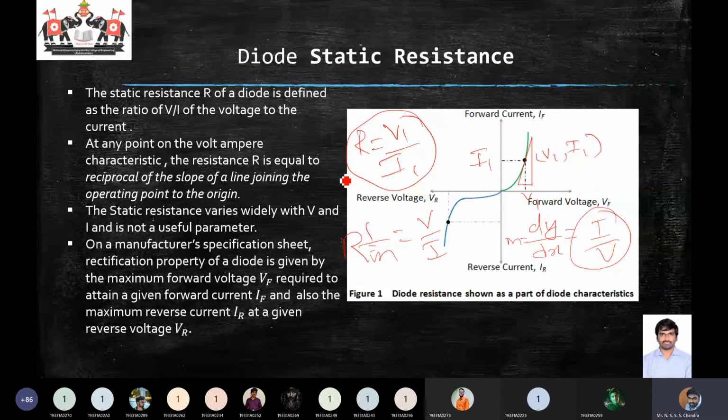However, for academic purposes, if you want to know the static resistance of a given diode, you can refer to the maximum forward voltage from the data sheet, or the manufacturer specification sheet, in which the maximum forward voltage is mentioned for a specific forward current. Dividing Vf by If will give you the static resistance.